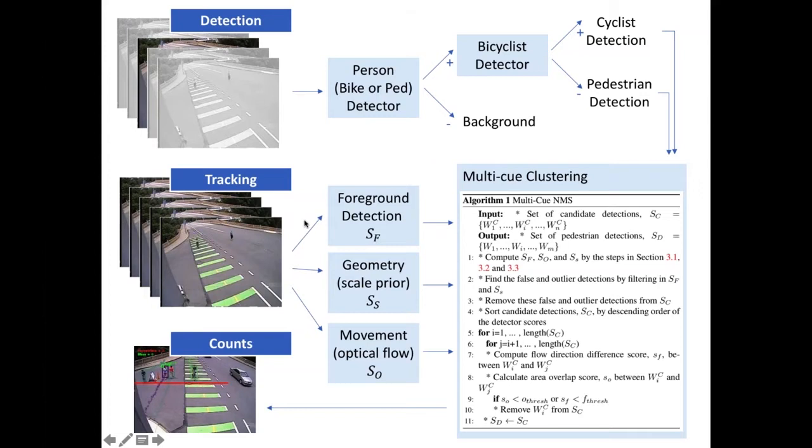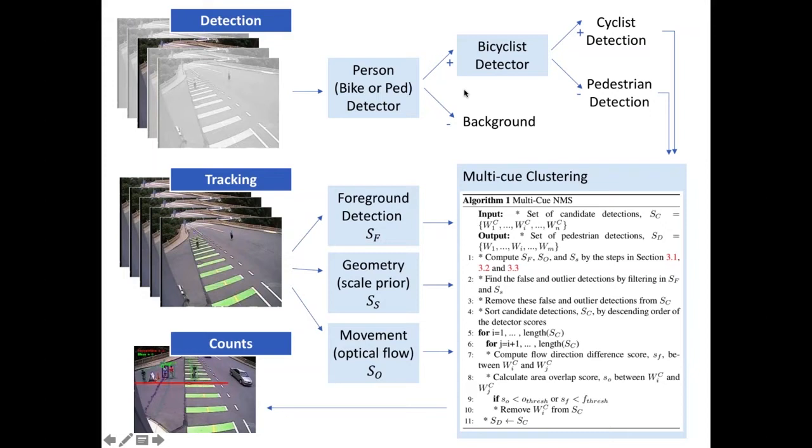Then once you have those detections, which occur on each single frame of the video, the question is to track them so that we can figure out the path that the bikes or the pedestrians are taking. The tracking is achieved by basically multi-clue clustering. Essentially we're trying to cluster all the detections into paths that the pedestrians or the bikes are taking. Those paths are found by using multiple cues in the environment: a foreground detection, a geometry prior, and a movement prior. This is just a very high level to give a sense to the attendees of what's going on.